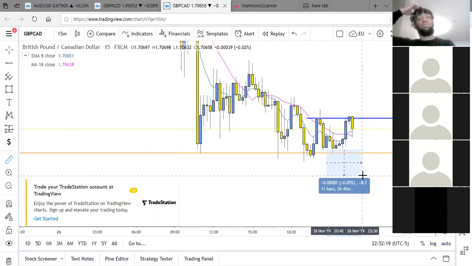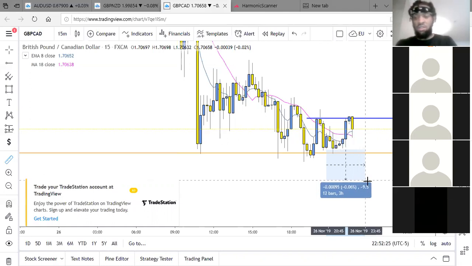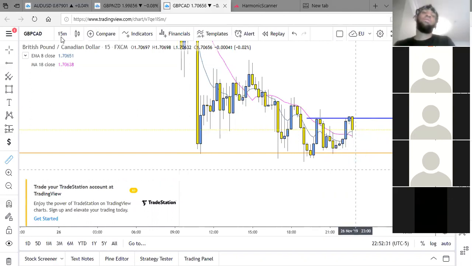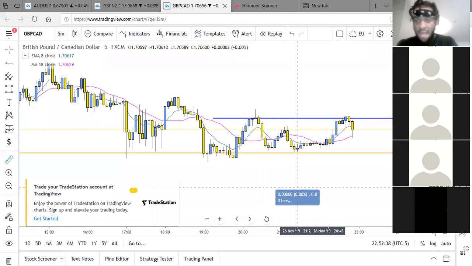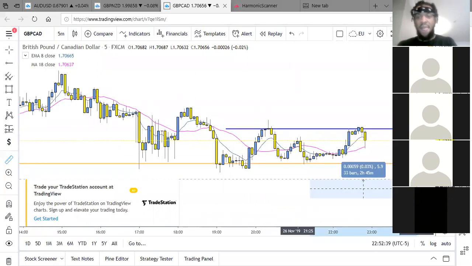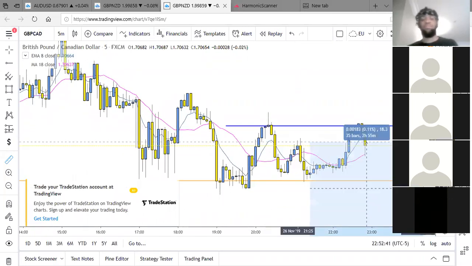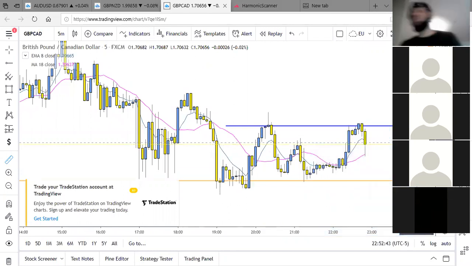1.70514. Or you can round it and make it 1.7050. But it's up to y'all though. I'm putting my stop at like 1.7050 once I buy it. But it's super bullish though.